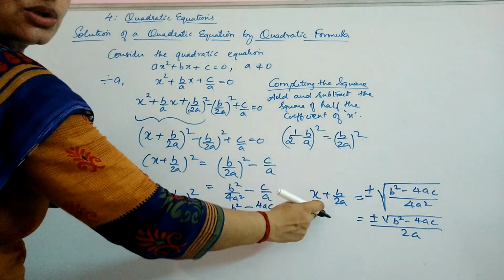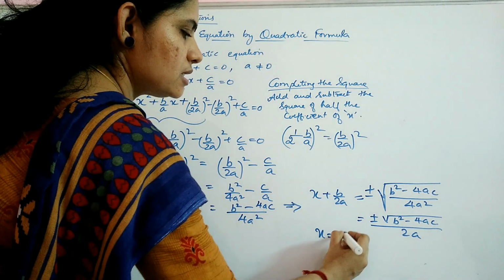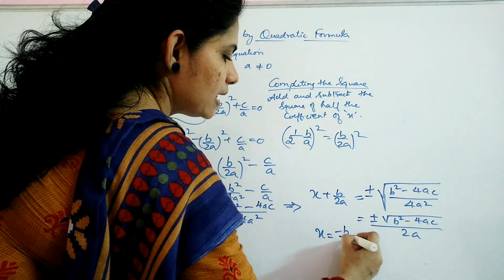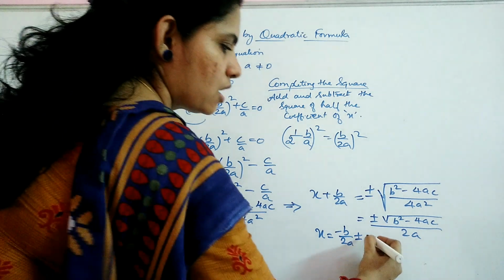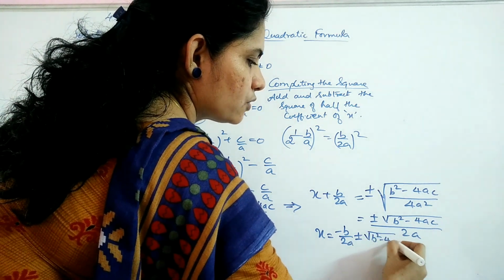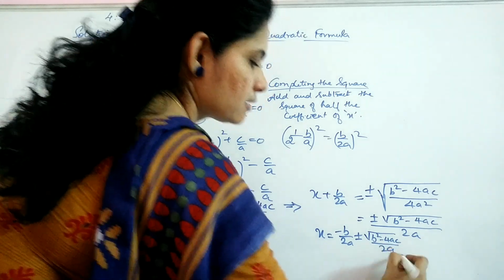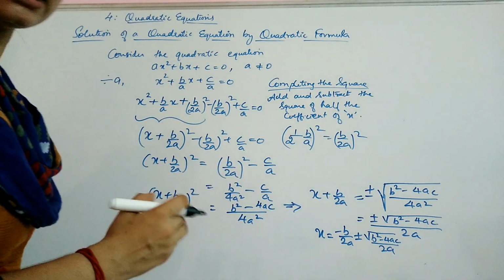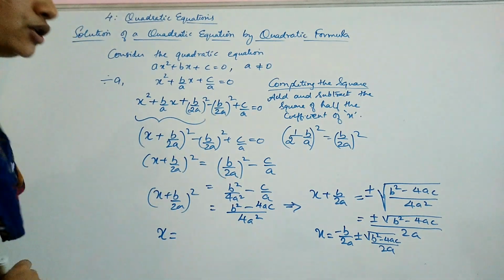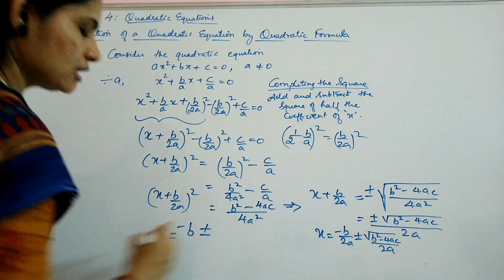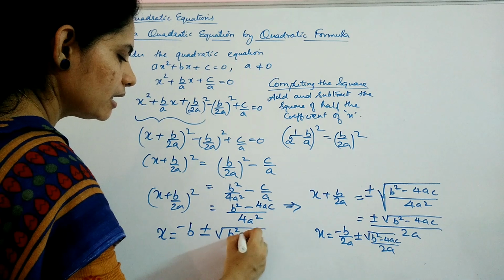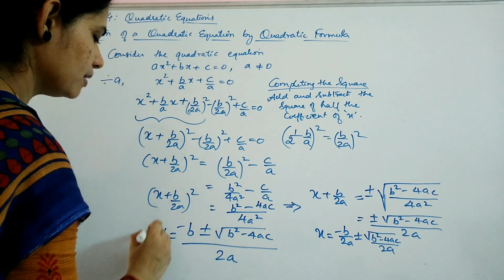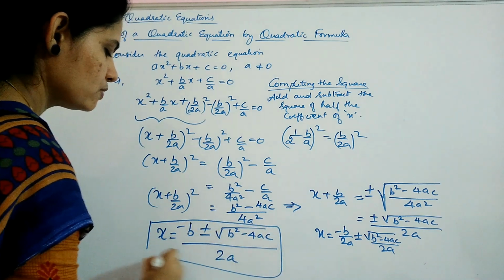Right? Now I need to get what x is equal to. So b by 2a will go to the other side as minus b by 2a. We get minus b by 2a plus or minus root of b square minus 4ac by 2a, right? Both the terms have the same denominator. I'm just writing what is your quadratic formula. This is what you know as your quadratic formula, that is minus b plus or minus root of b square minus 4ac, whole divided by 2a.